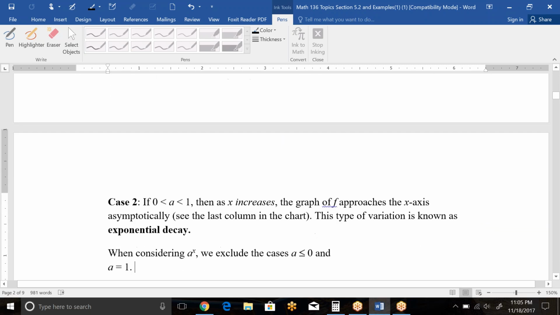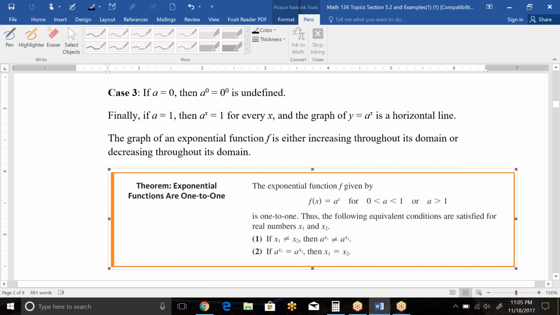We've already talked about which one's the growth and which one's the decay function. If 0 is to the 0 power, so if a is 0, then it's undefined. That doesn't make any sense for us. And if a is 1, that's why we don't talk about this case, you get a horizontal line, because 1 to any power is always 1, so it's just a flat line.